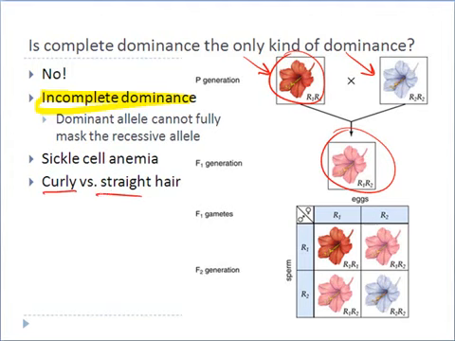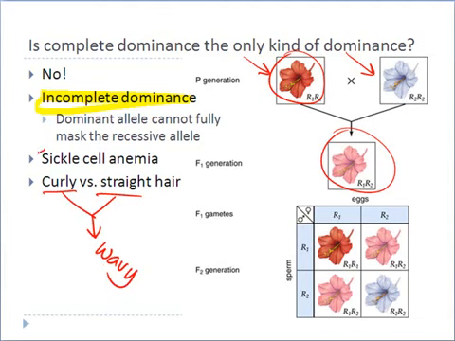Curly versus straight hair. If you have an allele for curly hair and an allele for straight hair, instead of just having curly hair or having just straight hair, you will have wavy hair, which is sort of halfway in between curly and straight. That's an example of incomplete dominance.